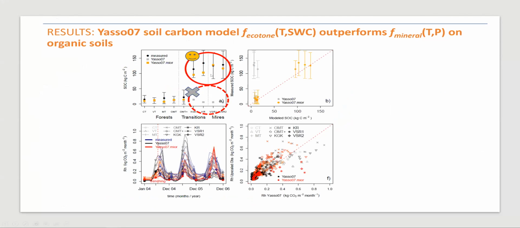And I think I can just show this part, that when we take the original functions for the IIASA model for soil organic carbon, then this cannot be used for organic soils. But the function that is calibrated for the whole gradient performs quite well. And on the level of carbon dioxide emissions, both functions surprisingly perform quite well.